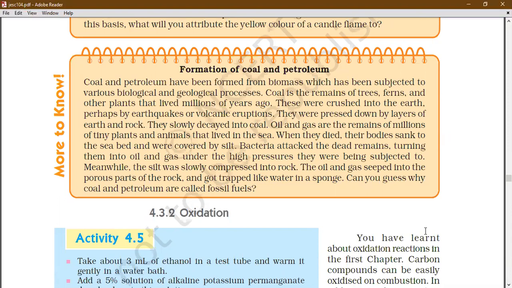Oil and gas are the remains of millions of tiny plants and animals that lived in the sea. When they died, their bodies sank to the seabed and were covered by silt. Bacteria attacked the dead remains, turning them into oil and gas under the high pressures they were being subjected to. Meanwhile, the silt was slowly compressed into rock. The oil and gas seeped into the porous parts of the rock and got trapped like water in a sponge. Can you guess why coal and petroleum are called fossil fuels?